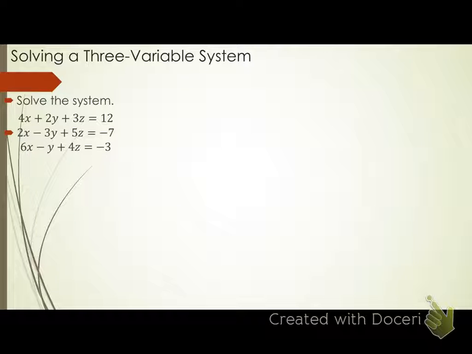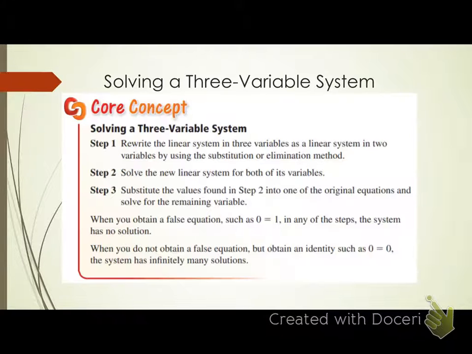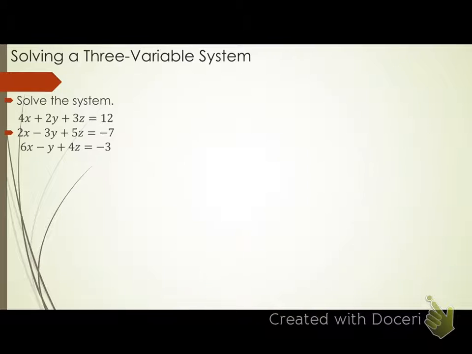So what did step one tell me to do on my previous slide? Did anyone write down the steps or no? What does step one tell me to do on this slide? Rewrite my linear system in three variables as a linear system in two variables.